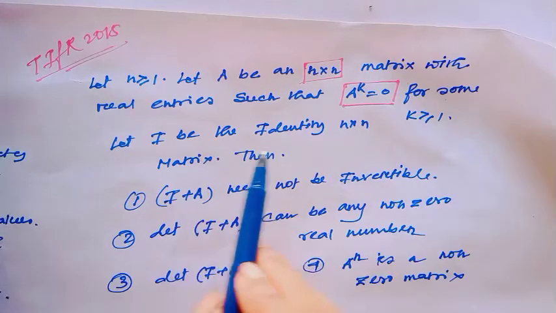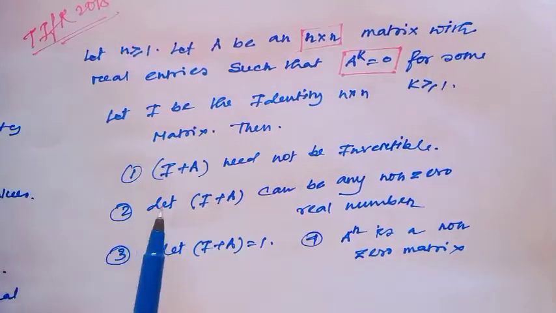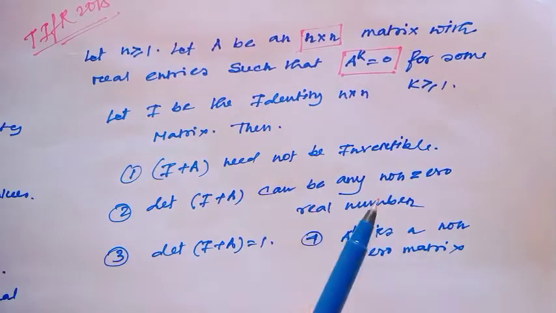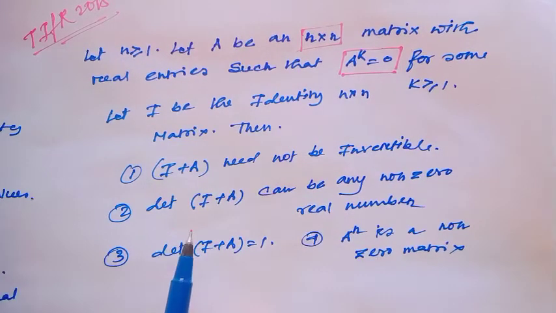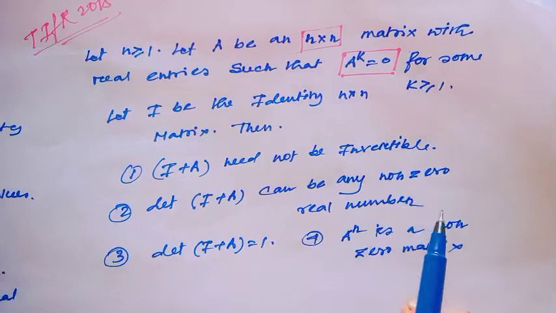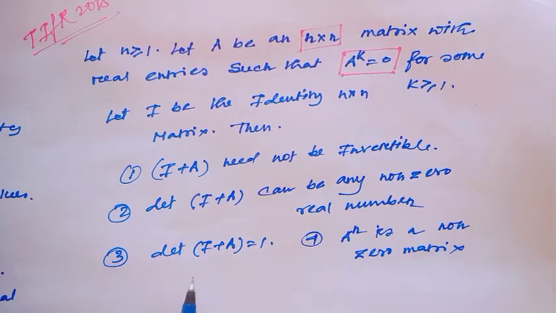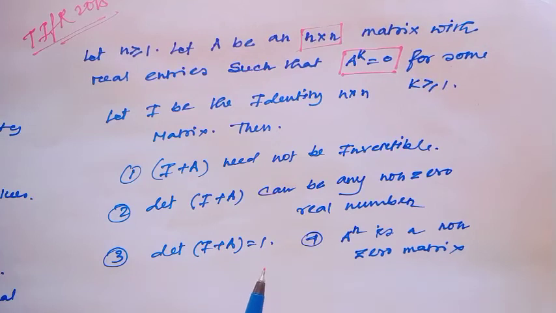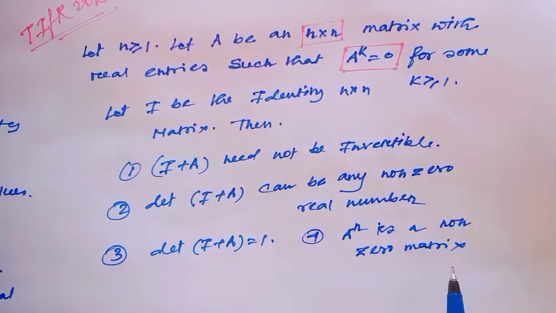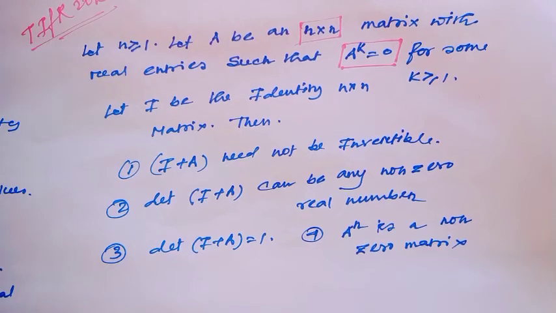And let I be the identity n cross n matrix. Then option 1, I plus A need not be invertible. Option 2, determinant of I plus A can be any non-zero real number. Option 3, determinant of I plus A equals 1. Option 4 indicates A to the power n is a 0 matrix.